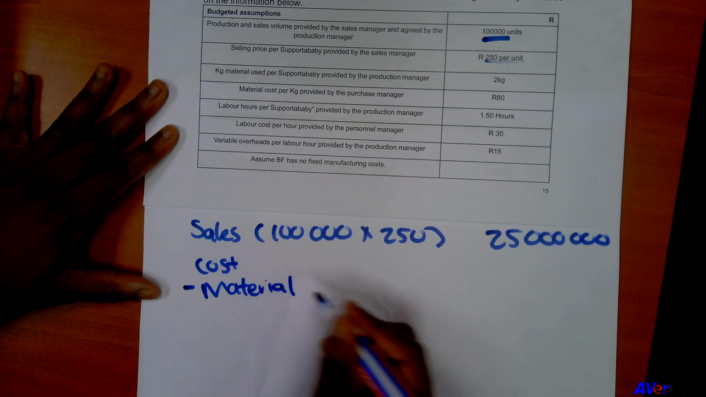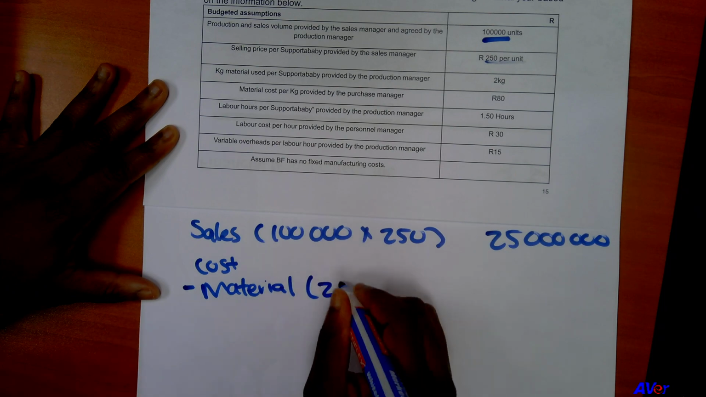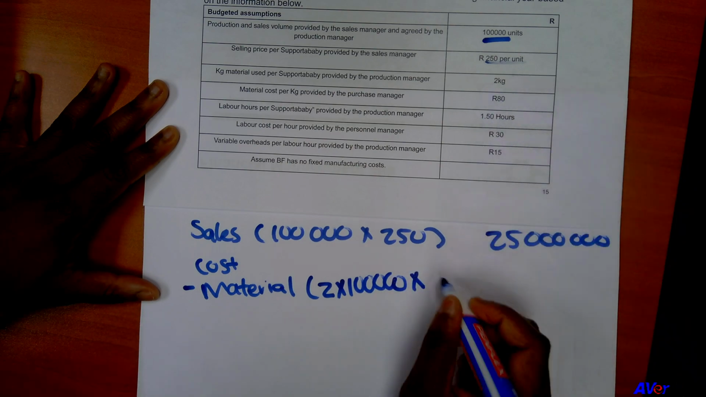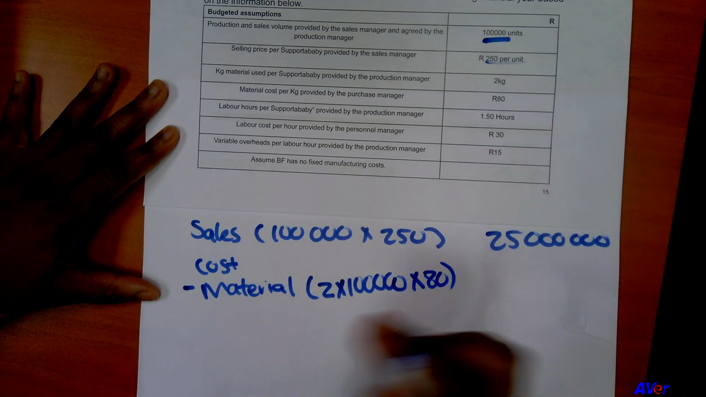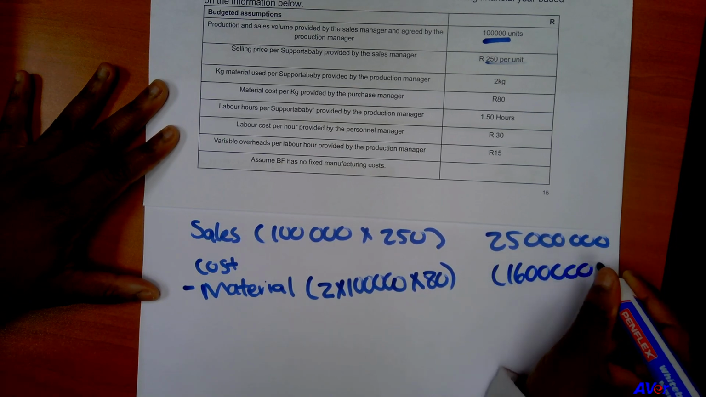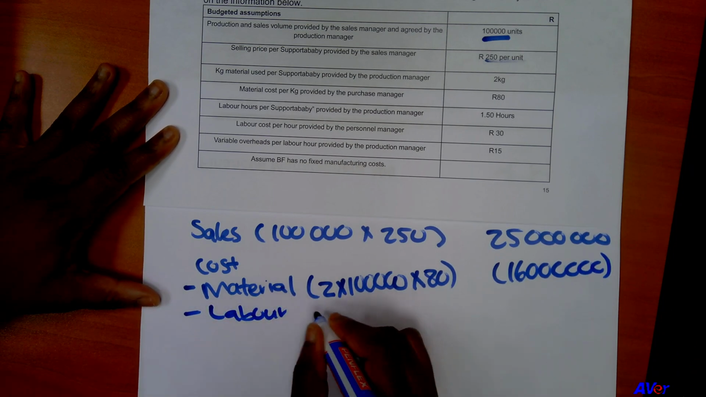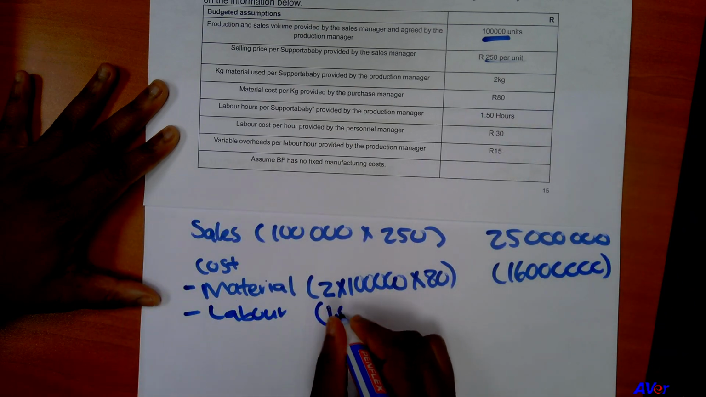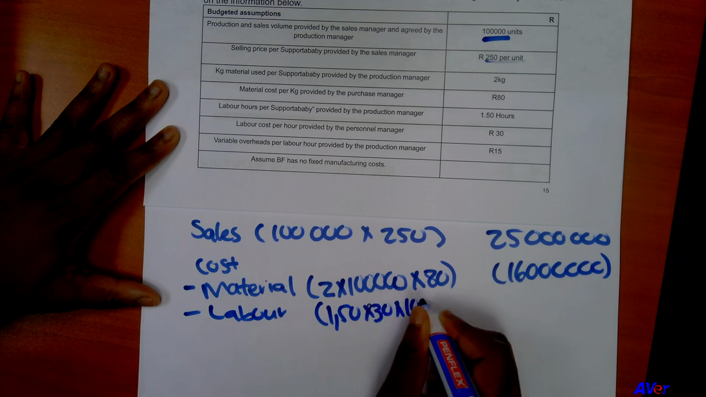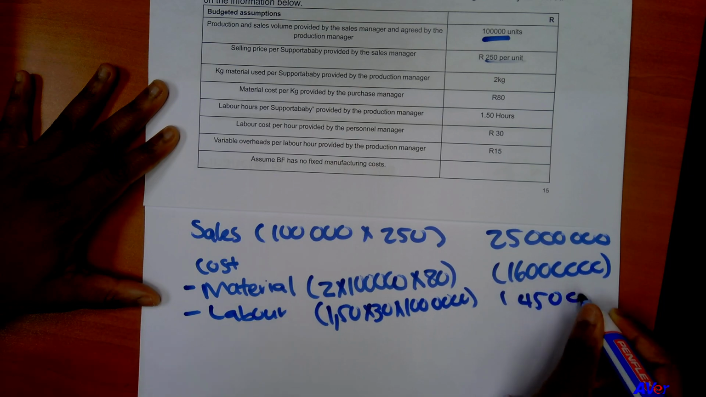And in terms of my material, they tell me that it takes 2 kilograms for 1 unit, and I've got 100,000 units. And then it's 80 rand per kilogram. So then you can do the calculation there, and you'll see, okay, my material will cost me 16 million. And then you'll say, okay, I've also got labor. They say it's 1.50 hours, and an hour is 30 rands, and I'm making 100,000 units in terms of my budget, and that will give me the 4.5.